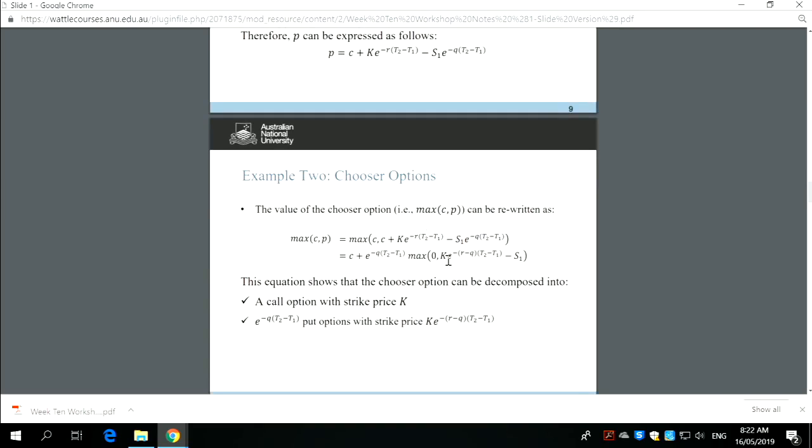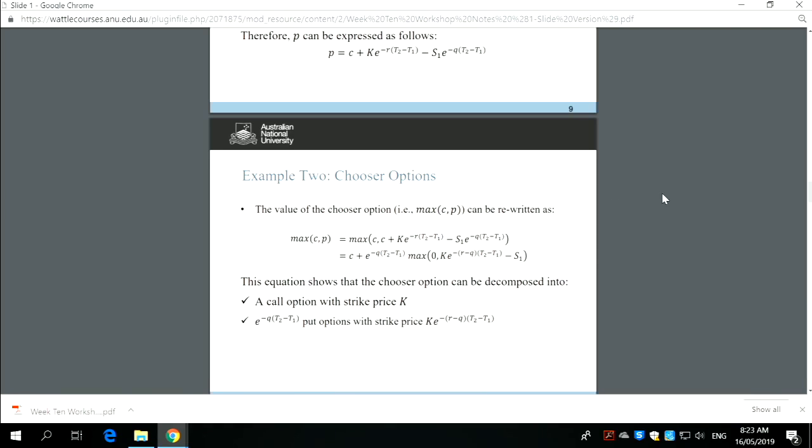Now, if we do that, we can move that outside of the bracket, right? So we have a more compact expression of this equation. This equation is identical to the first equation, right? So we have the call option plus e to the power of minus q times (T2 minus T1) and a maximum of this. If we do that, we can have an interpretation about the chooser option payoff.